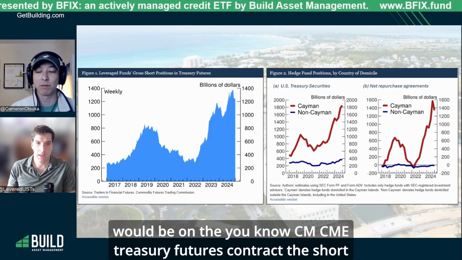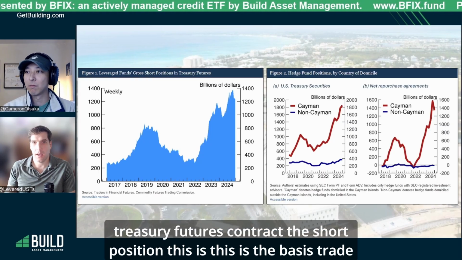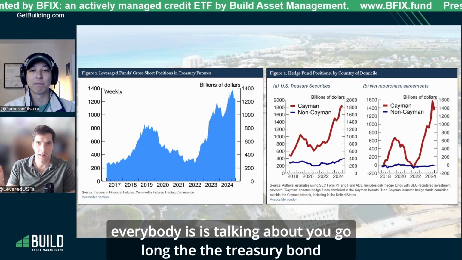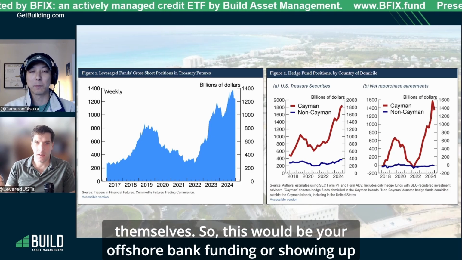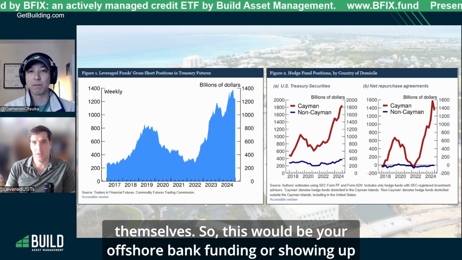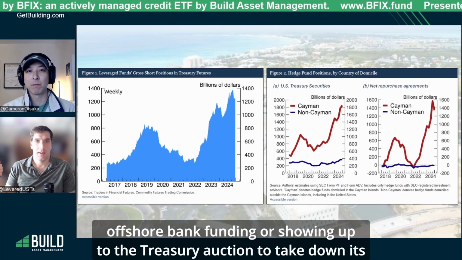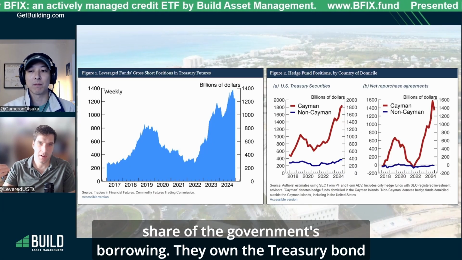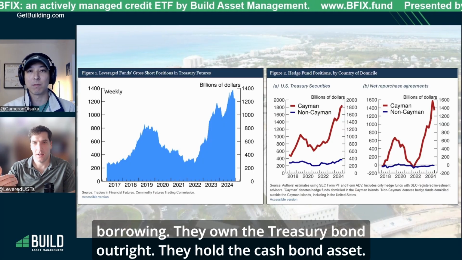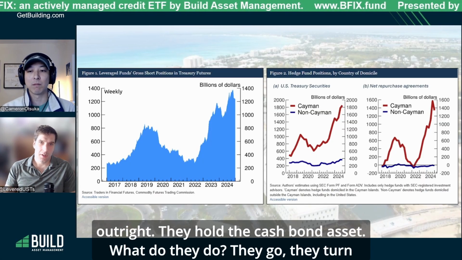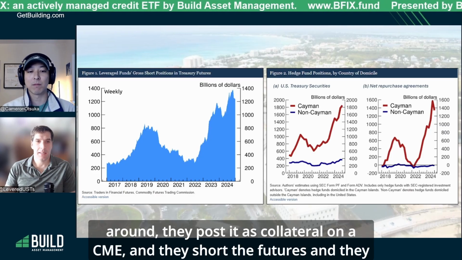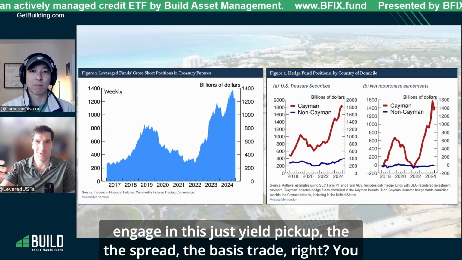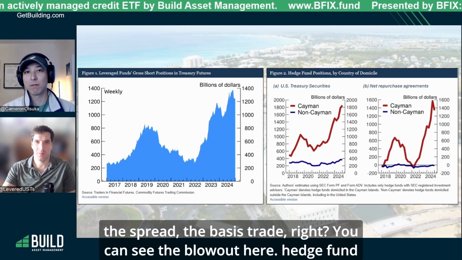So this would be the CME Treasury futures contract, the short position. This is the basis trade everybody is talking about. You go long the Treasury bond itself. So this would be your offshore bank funding or showing up to the Treasury auction to take down its share of the government's borrowing. They own the Treasury bond outright. They hold the cash bond asset. What do they do? They turn around, post it as collateral on the CME, and short the futures and engage in this yield pickup, the spread, the basis trade, right?